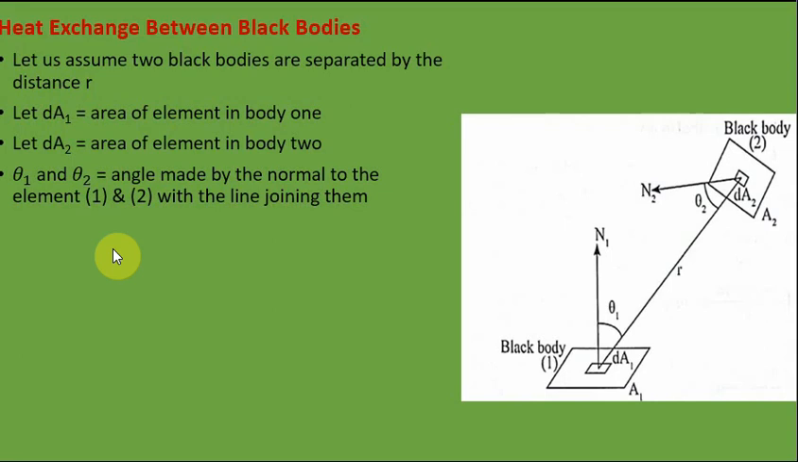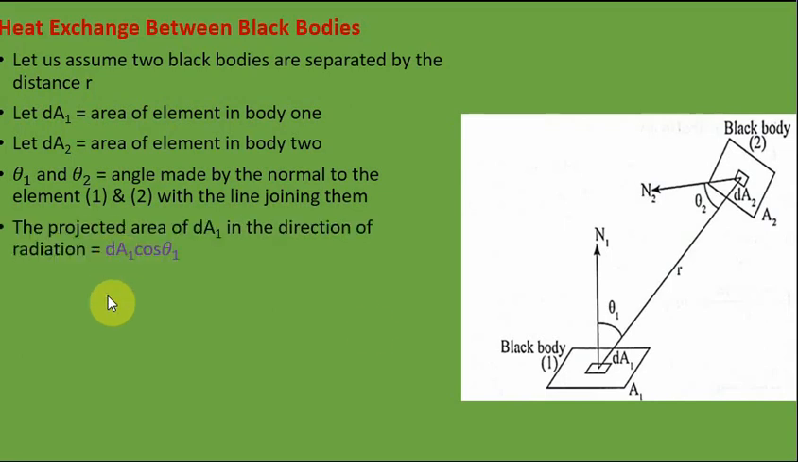The projected area of dA1 in the direction of radiation, which is inclined at an angle of theta 1, will be dA1 cos theta 1. Similarly, the energy leaving dA1 in that projected area direction will be the intensity of radiation IN1 cos theta 1 dA1.